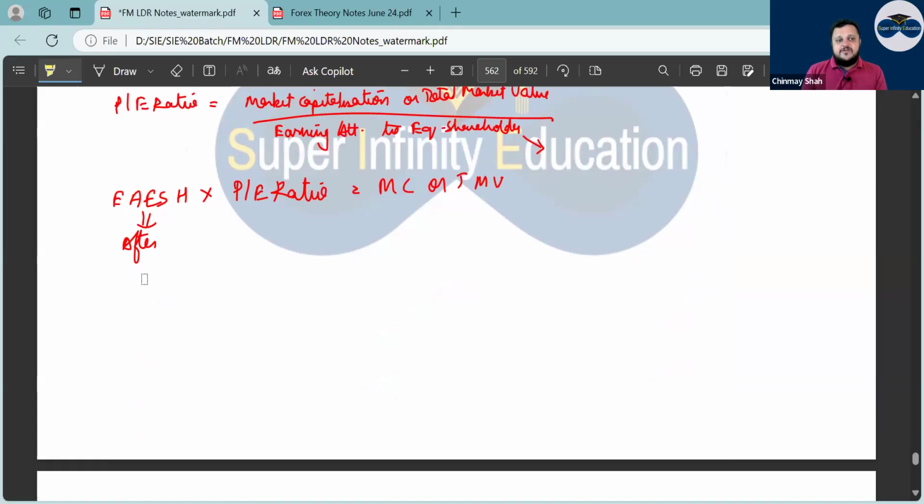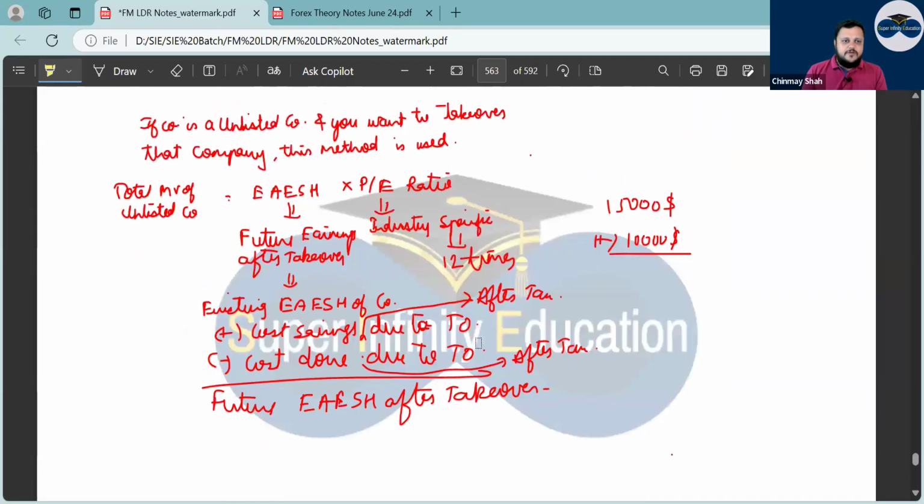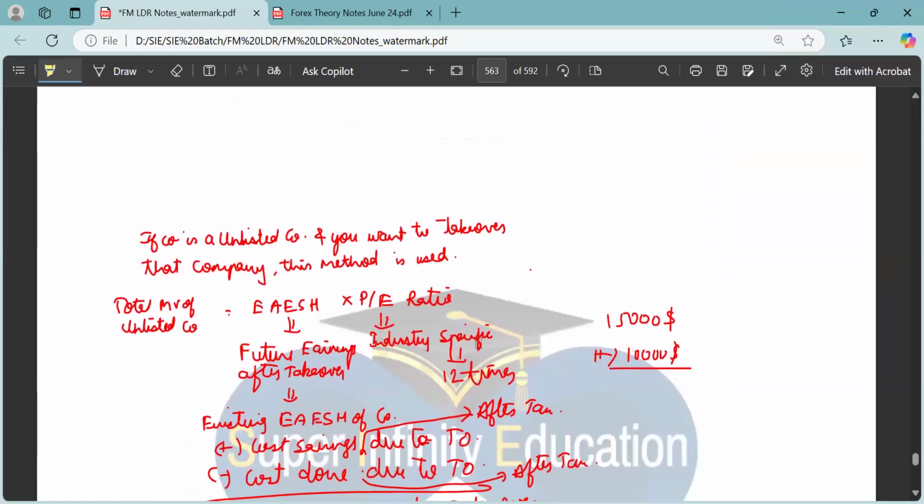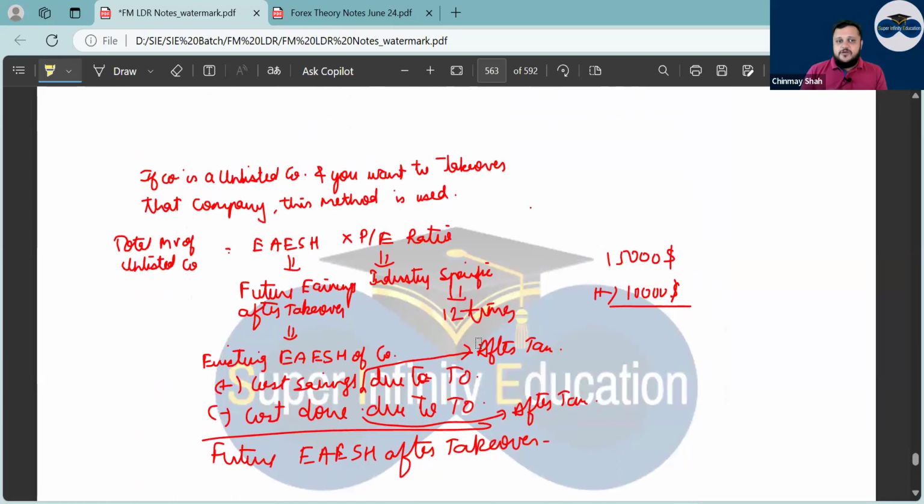And EAESH is always after what? After tax or before tax? Tell me. EAESH, after or before? After tax. If the company is an unlisted company and you want to take over that company, the method used is what? Total market value of the unlisted company is equal to EAESH, not today's EAESH. It will be future earnings after takeover.